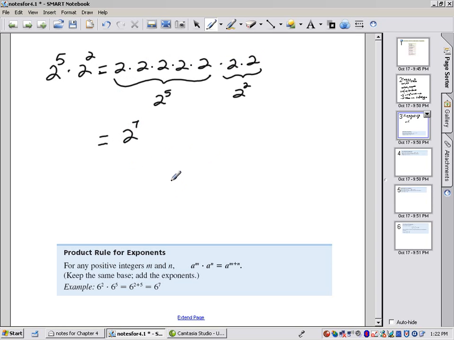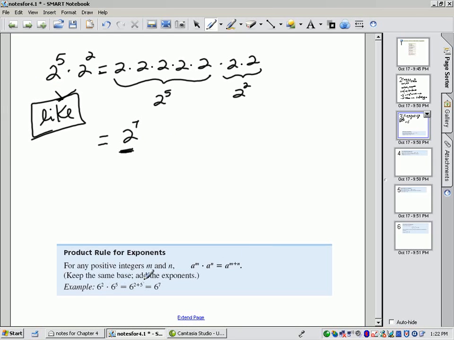So whenever you have a product of like bases, the bases here are 2, the rule is we can add their exponents, but the base has to stay the same because it's the 2 that is repeating 7 times. It is not the product of the bases that is repeating. A very common mistake here is to write that as 4 to the 7th, but that is incorrect. So this is where this product rule comes in.